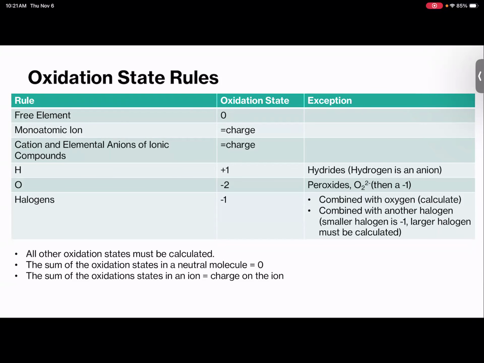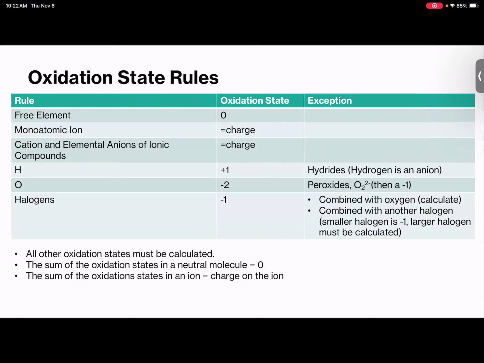Oxygen is a -2. The only exception to that will be a peroxide, and I will let you know if it's a peroxide. If it's a peroxide, then the oxidation state is -1. Finally, halogens. Halogens are almost always -1, but there are exceptions to this. The first exception deals with halogen combined with oxygen. In other words, we're talking about perchlorate, chlorate, hypobromite, stuff like that.